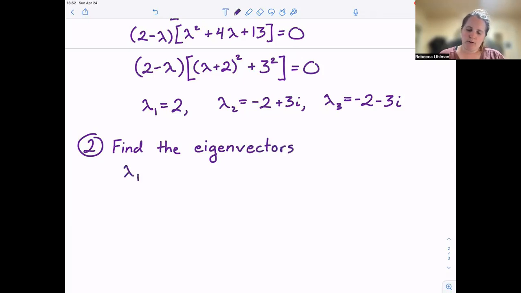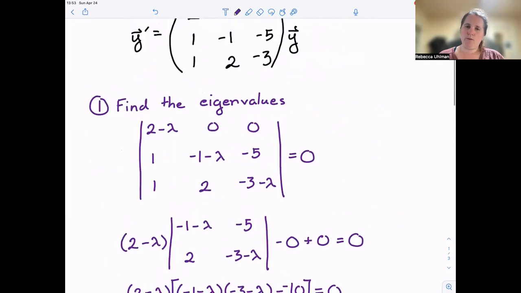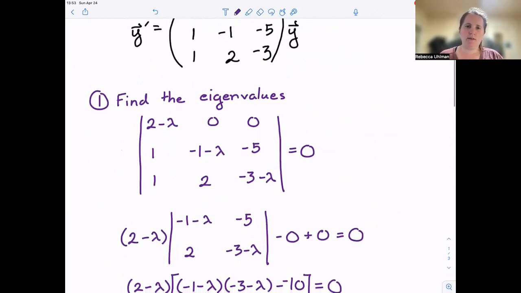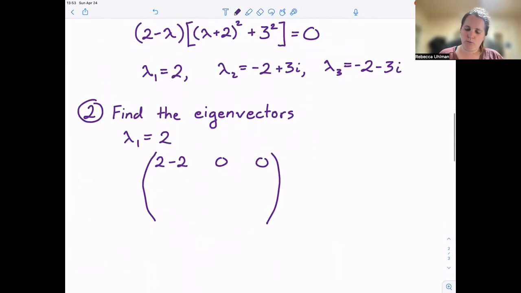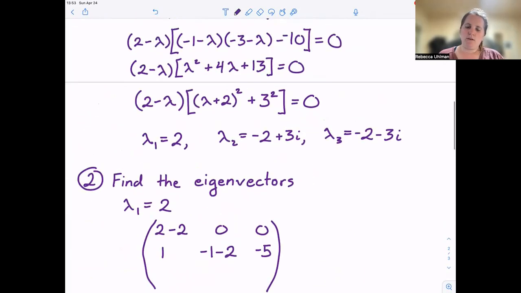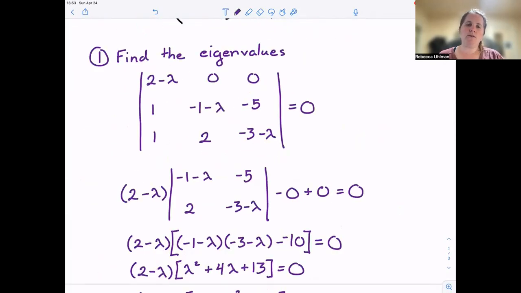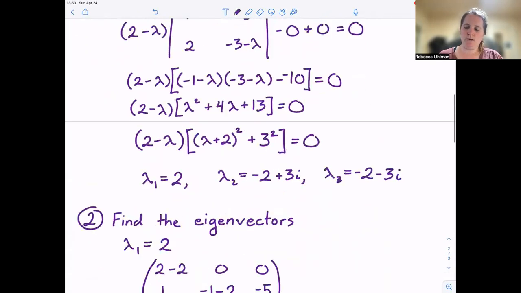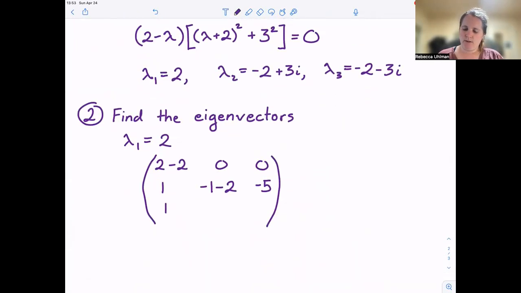So using lambda 1 equals 2, we are looking at 2 minus lambda, so 2 minus 2, and then 0, 0 for our first row. For our second row, we had 1, negative 1 minus lambda, and negative 5. So we are looking at 1, negative 1 minus 2, and negative 5. For the last row, we had 1, 2, and then negative 3 minus lambda. So we have 1, 2, and then negative 3 minus 2. This matrix multiplied by some unknown psi should be equal to 0.